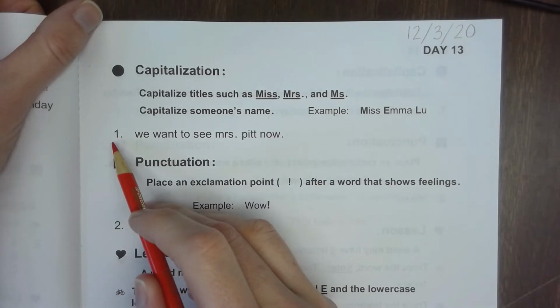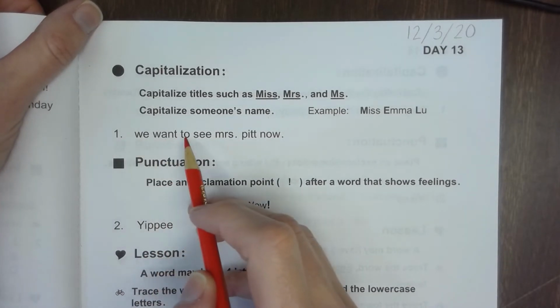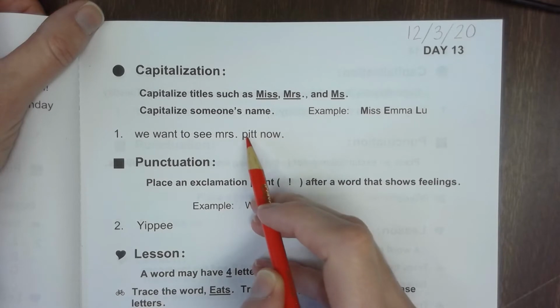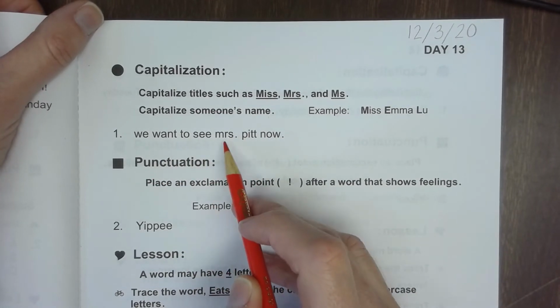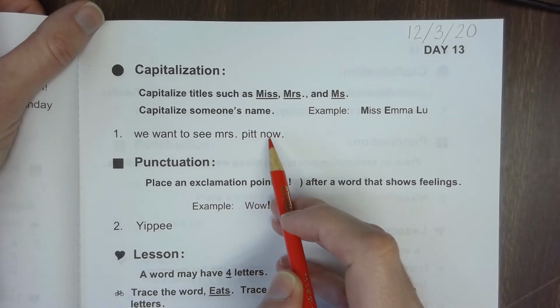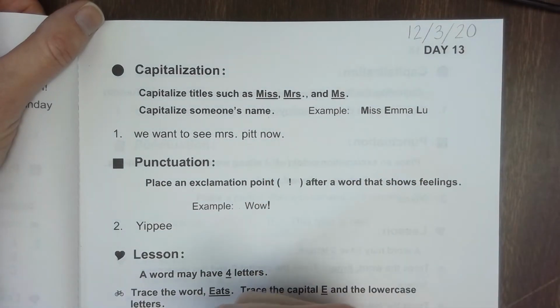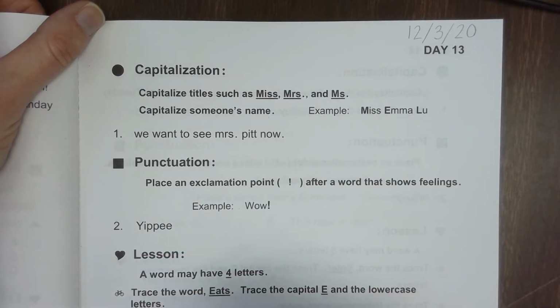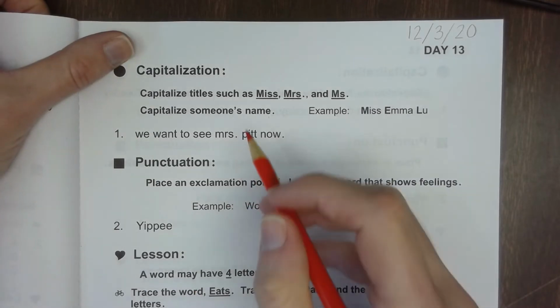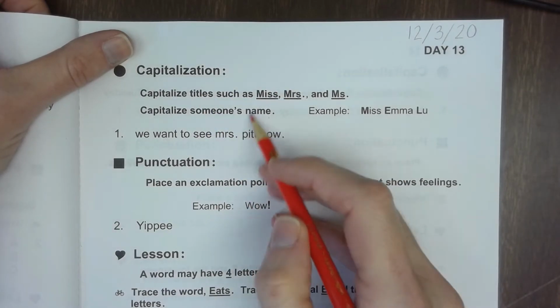Number 1. We want to see Mrs. Pitt now. We want to see Mrs. Pitt now. Where do we need uppercase here? I want you to take a second to find the markings on your own before I go over them with you. Good. What about the lesson part that we talked about today?